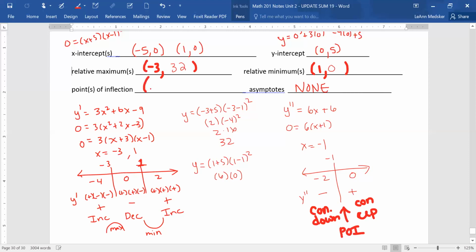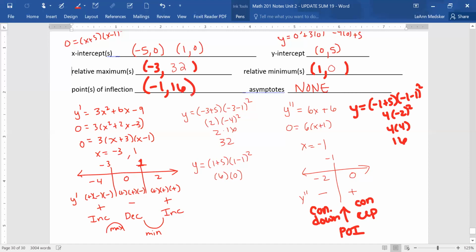So that means at -1, we need to find the other part here. So go back to your original function. -1 plus 5, -1 minus 1 squared. That is 4 times -2 squared. That is 4 times 4, or 16.